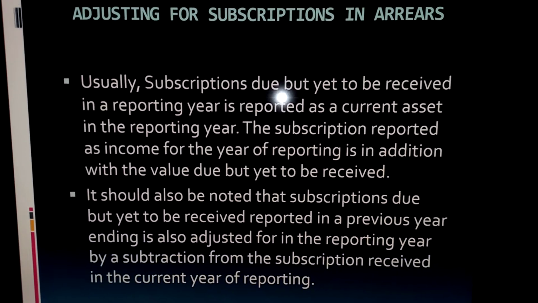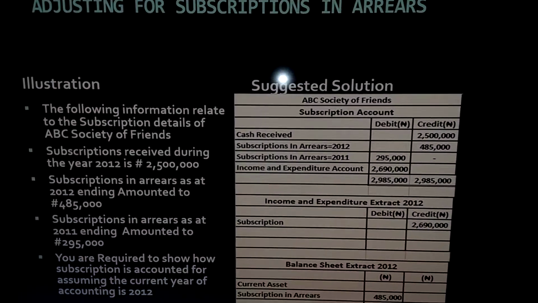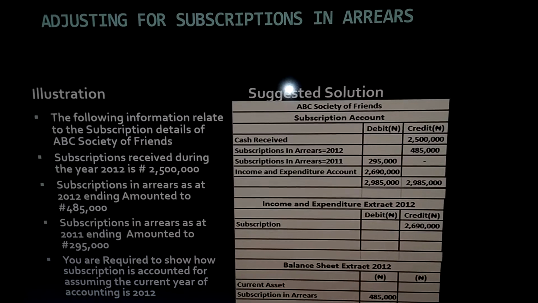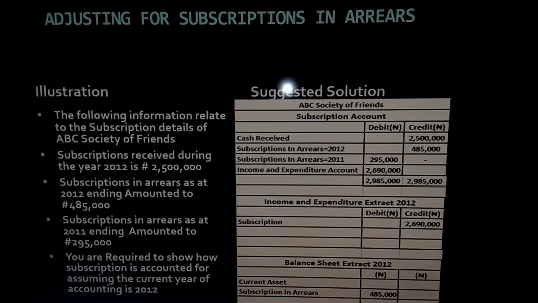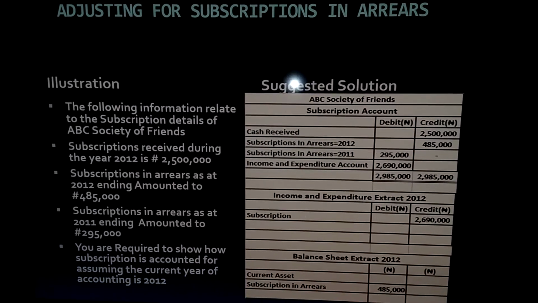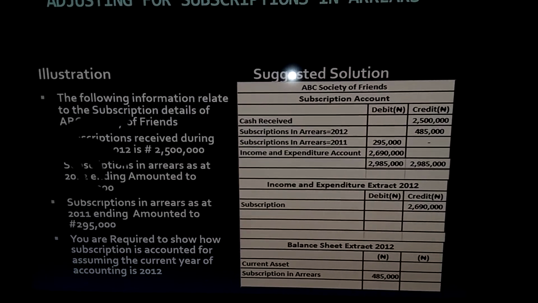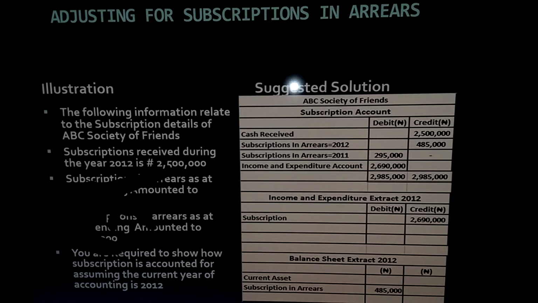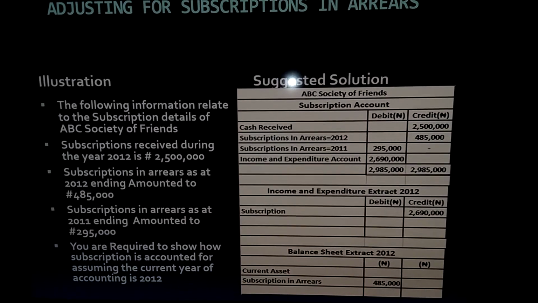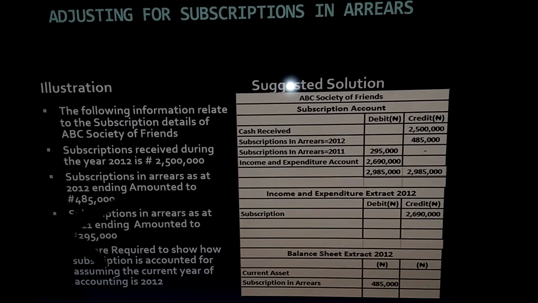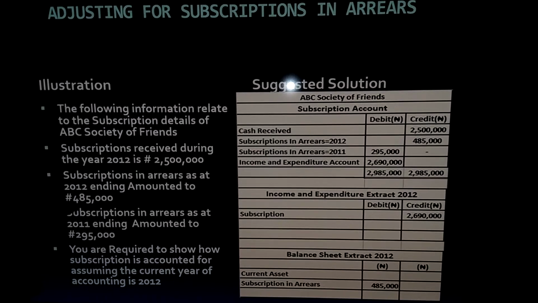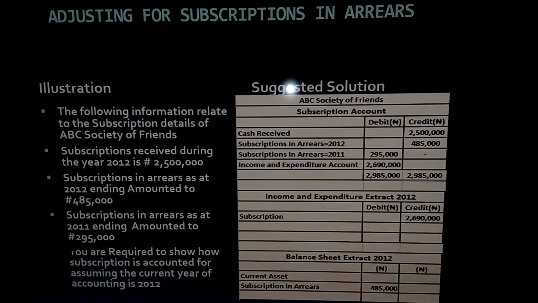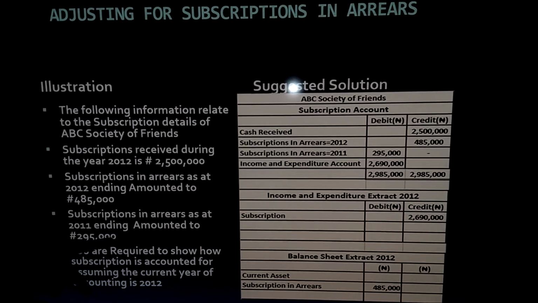Now looking at the same example, but we are now twisting it. The previous example we said it was advance. Now it is arrears. So the following information relates to the subscription details of ABC Society of Friends. Subscription received during the year 2012 is 2,500,000. Subscription in arrears as at 2012 ending amounts to 485,000. Subscription in arrears as at 2011 ending amounts to 295,000.